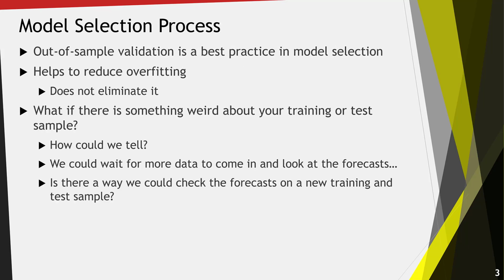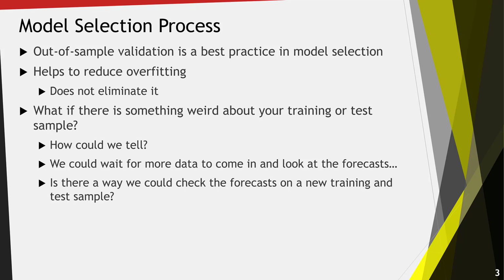As we've seen before, out-of-sample validation is a best practice in model selection. It helps to reduce overfitting, but it doesn't eliminate it. Why is that? Well, for example, what if there's something weird about your training data or your test data? What do I mean by weird? There might be something odd in your data that causes the models that are trained on it to make inaccurate predictions. How would you be able to tell if your data had something weird?